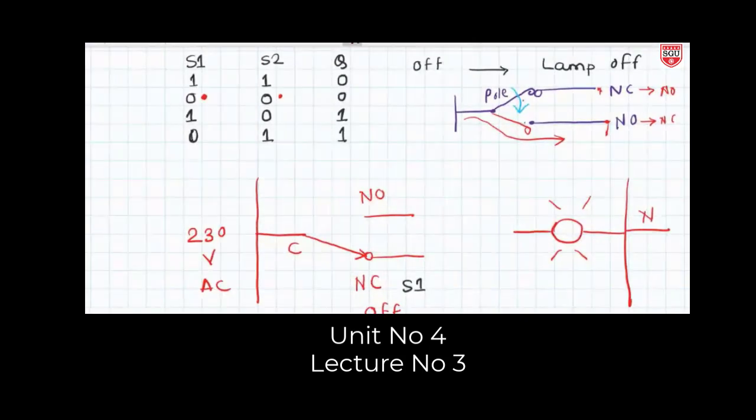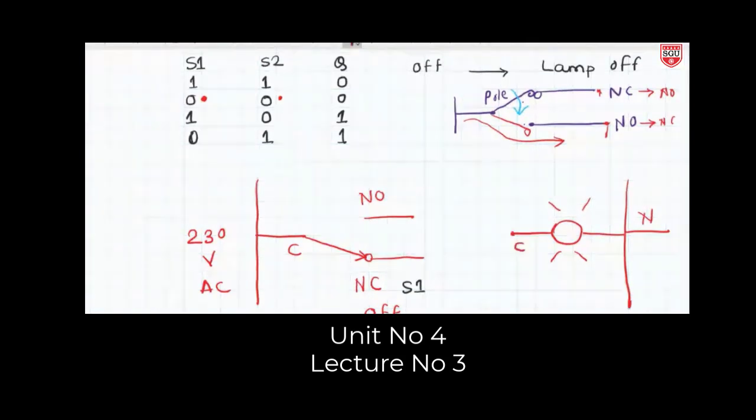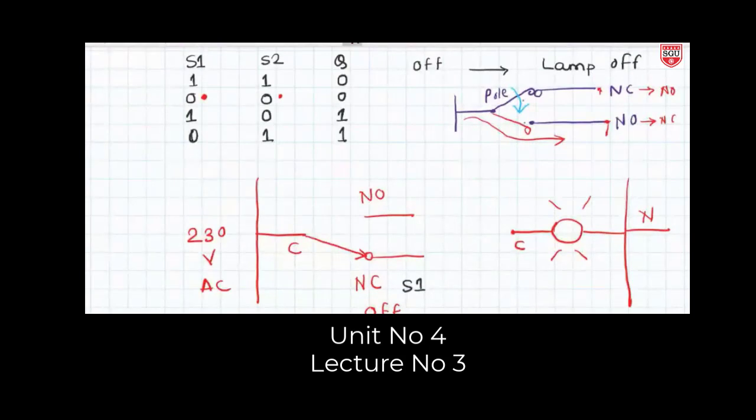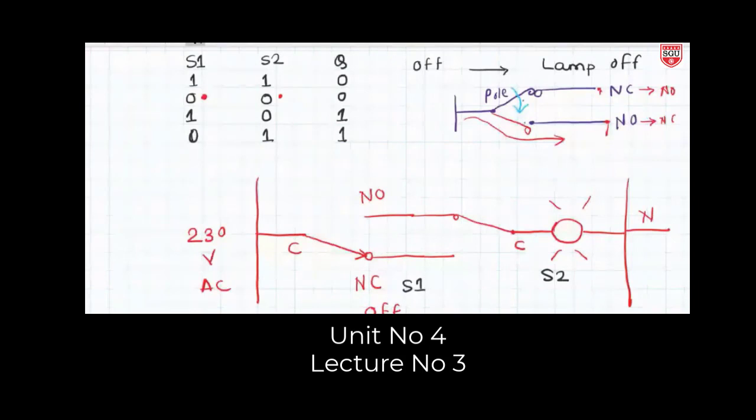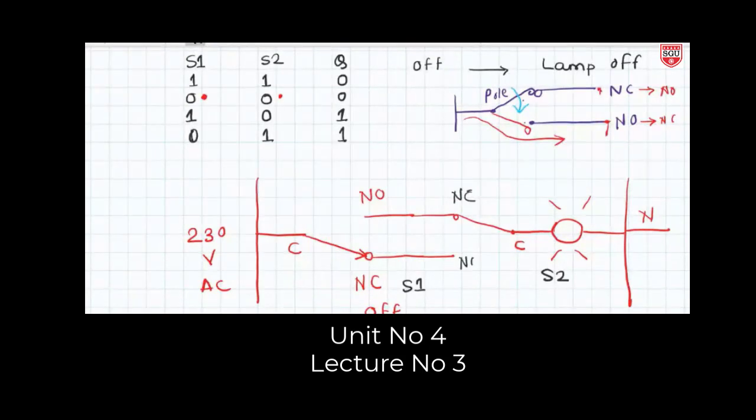So here the second switch is there. It is the common of the second switch. And what I will do, I will attach its one terminal to this NO. Now this is S2, and this is its NC and this is NO. Means I have attached two terminals.